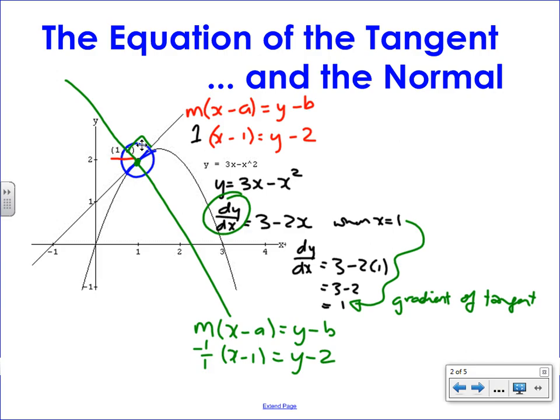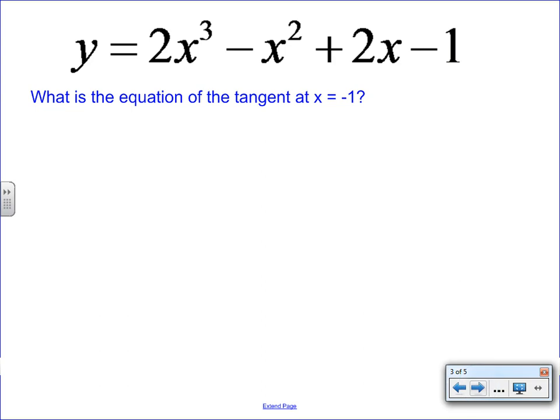So several skills that you've learnt already, all brought into one question. Have a go. See how you get on. This old chestnut again. Same equation. So what is the equation of the tangent? We don't want the normal, look at the tangent. At x equals minus 1.